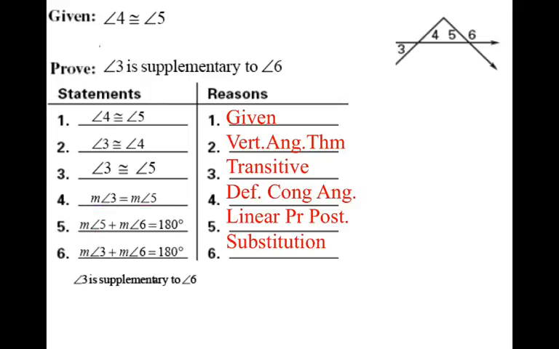And so now from step 6 to step 7, you've got that measure of angle 3 plus the measure of angle 6 equals 180. So if they add up to be 180, that means they're supplementary. So that's the definition of supplementary angles.